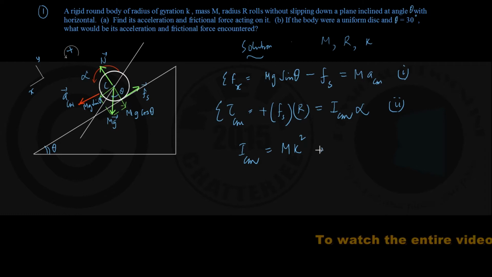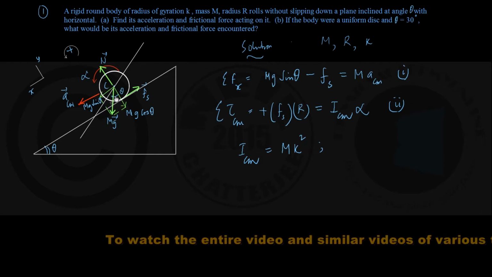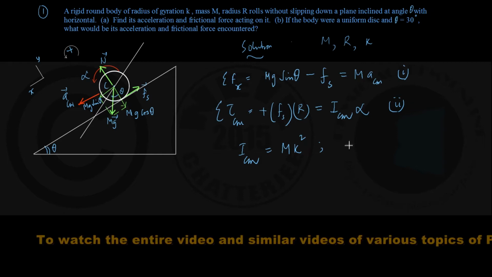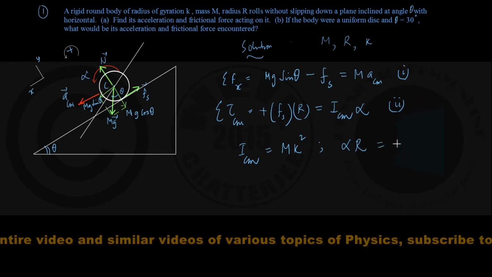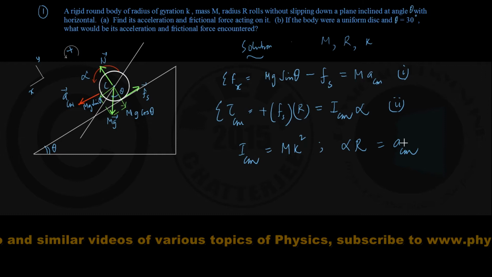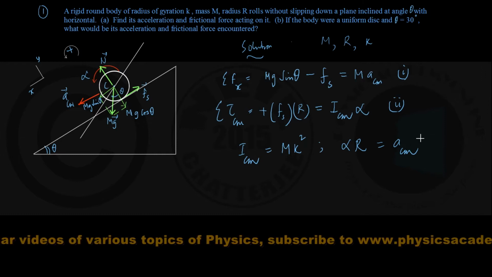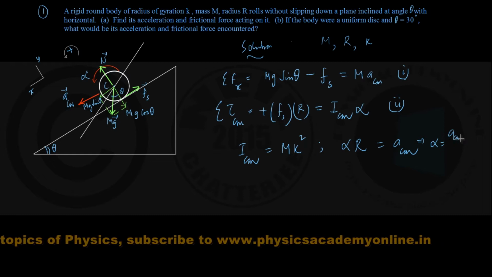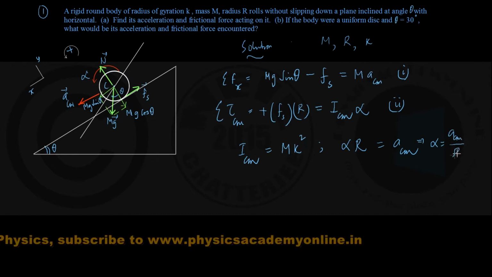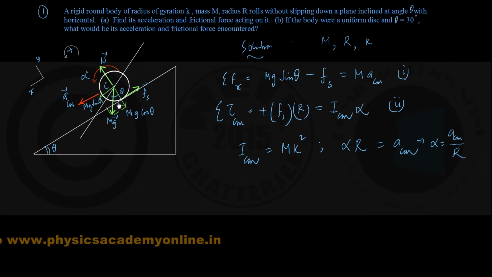And since they have mentioned that the body rolls down without slipping, the non-slip condition for acceleration is that the angular acceleration alpha into the radius of the body must be equal to the center of mass linear acceleration. And therefore, we might write down alpha is equal to center of mass acceleration divided by radius of the body when the body is not slipping during rolling.